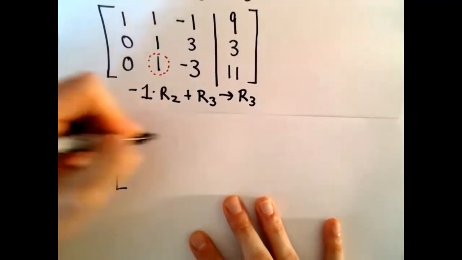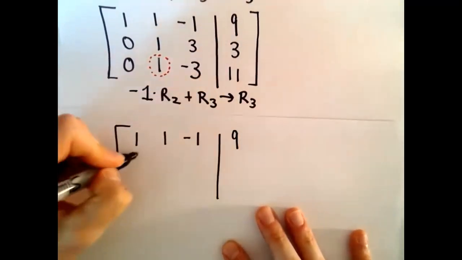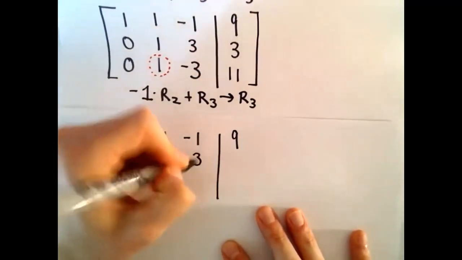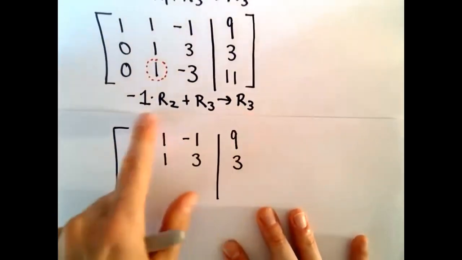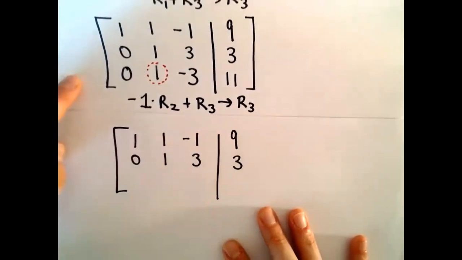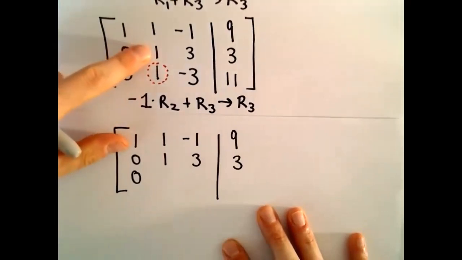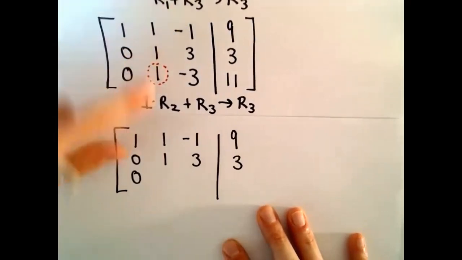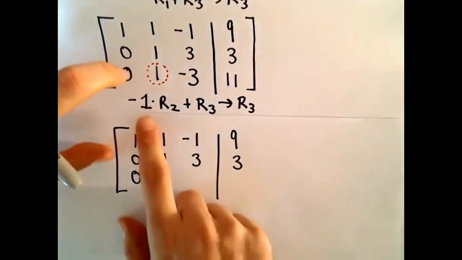So again, I'm not changing the first row at all. We're not changing the second row. Now I'm going to change the third row again by doing the arithmetic. So -1 times 0 plus 0, that's just 0. -1 times 1 will be -1. We add -1 to +1, we'll get 0, which is exactly what we wanted.